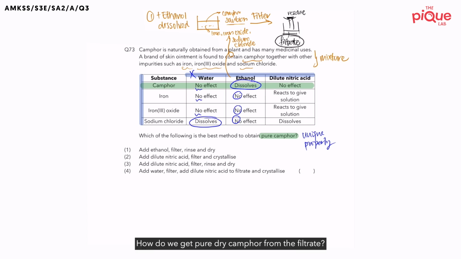How do we get pure dry camphor from the filtrate? We will need to do crystallization. So this is the three-step method that we will approach this way of obtaining camphor using ethanol.